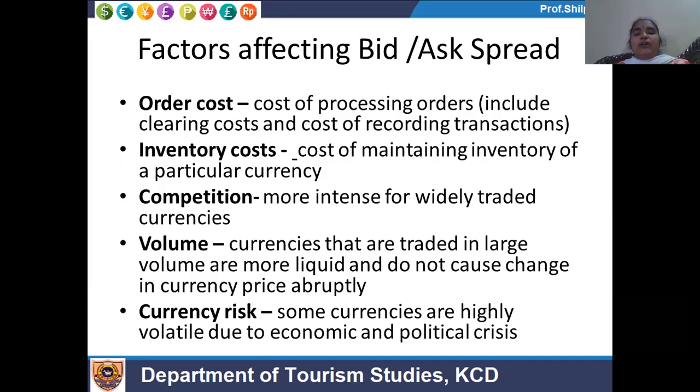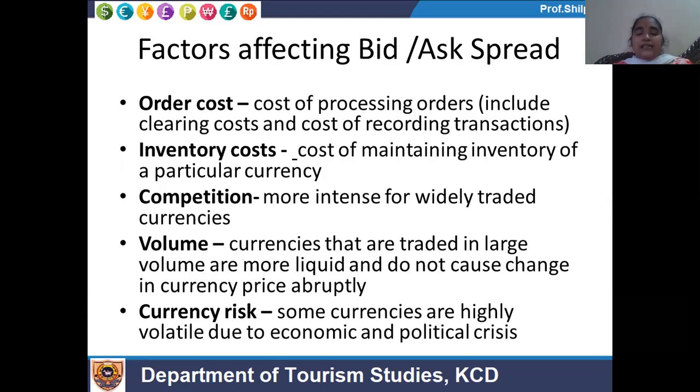Then volume of currencies. Currencies that are traded in large volume are more liquid and do not cause change in currency price abruptly. So for example, frequently traded large volume currencies, their price difference will be much less. For such currencies which are constantly traded in huge numbers, the bid-ask spread is low. Then currency risk.